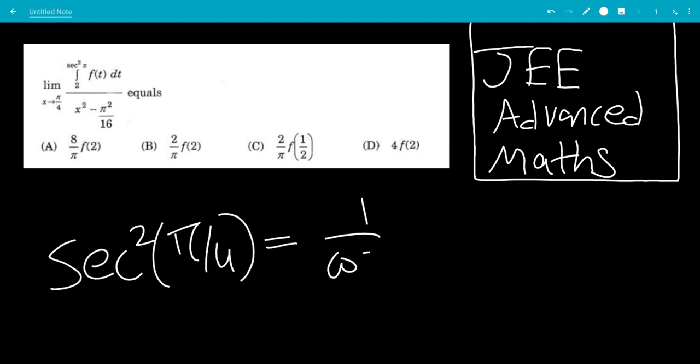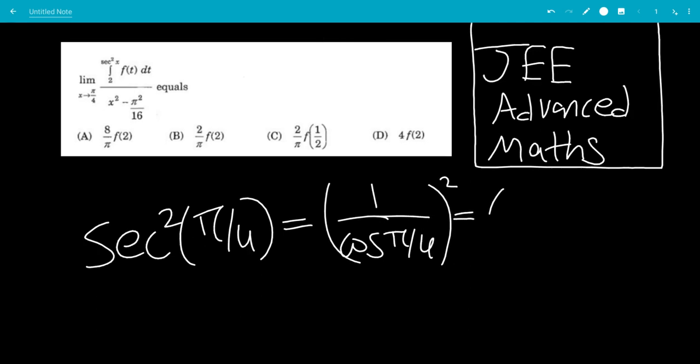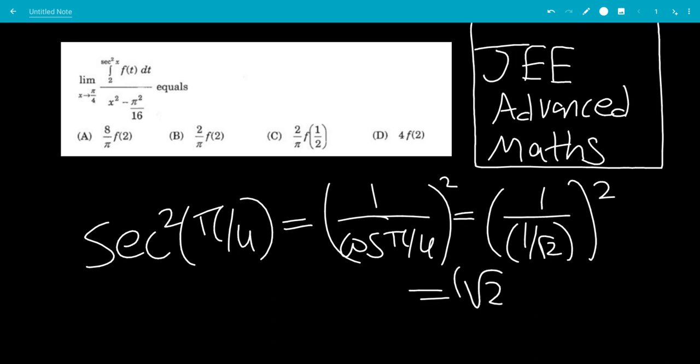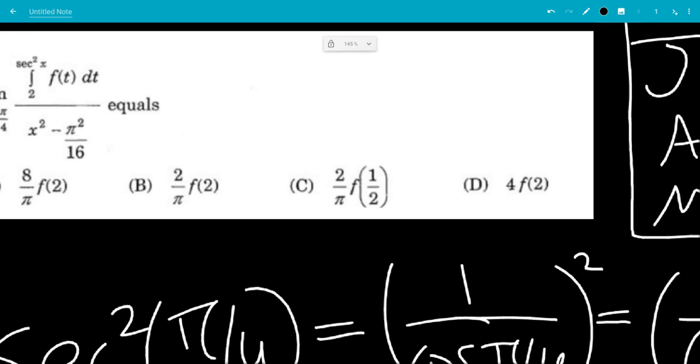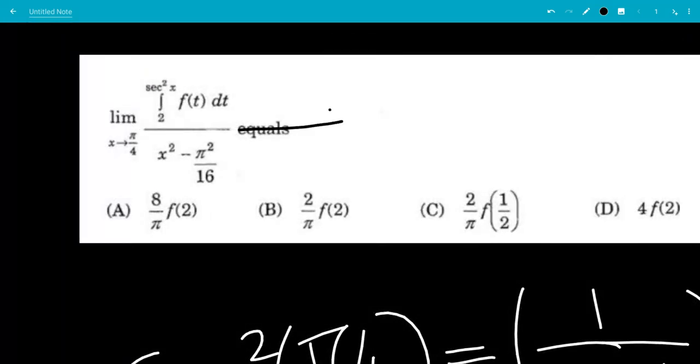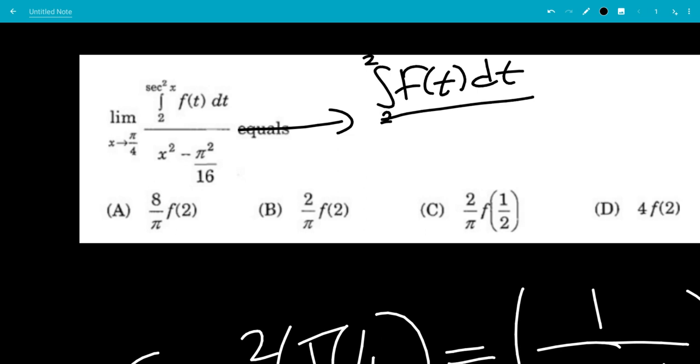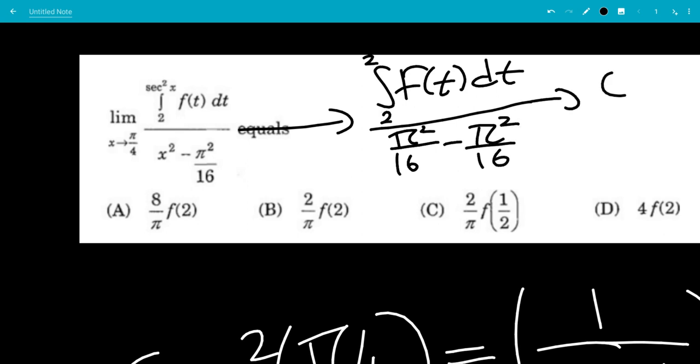This will be 1 over cosine of pi over 4, and the whole thing squared. 1 over cosine is 1 over square root of 2. Then we square it, so this will be square root of 2, whole thing squared, which is 2. So let's look at the top and the bottom of this fraction. On the top, we'll go to the integral from 2 to 2 of f of t, all over pi squared over 16 minus pi squared over 16, which is 0 over 0.